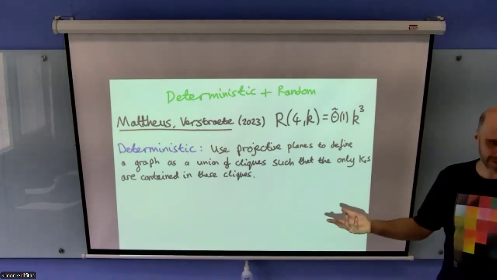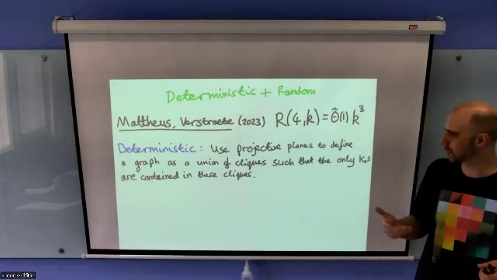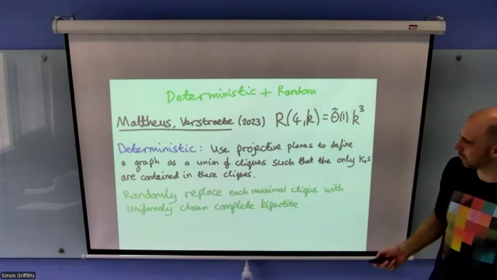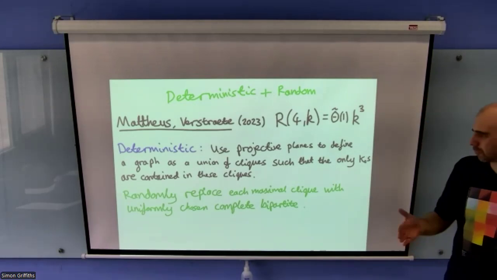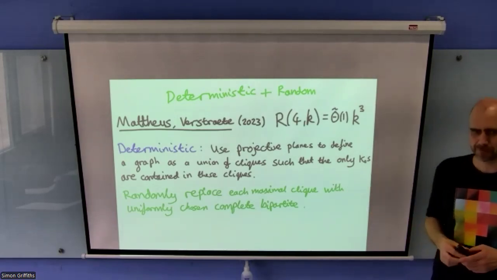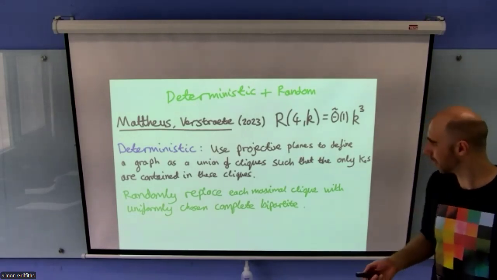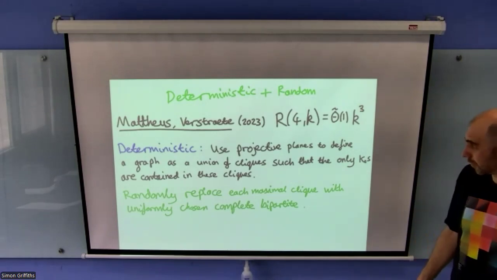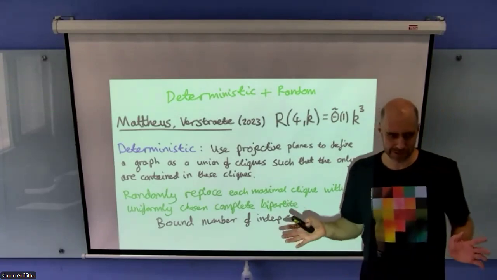So now you could think, I want to color all of these edges in these cliques, I don't know, blue or something. You'd be doing quite well, except you may have lots of K4s in these cliques. What you then do is you replace each of these maximal cliques with a uniformly chosen complete bipartite subgraph. Obviously, then that kills all the K4s. Now, you may still have large independent sets.